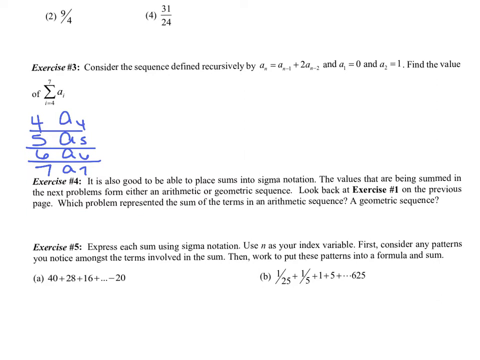The problem is you don't know what your 4th, 5th, 6th, and 7th term is from this recursive. So we have to find them using the recursive. Now, in order to find the 4th term, we need the 3rd term and the 2nd term, and we don't have any of that. We have the 1st and the 2nd term. So that's what we're going to do.